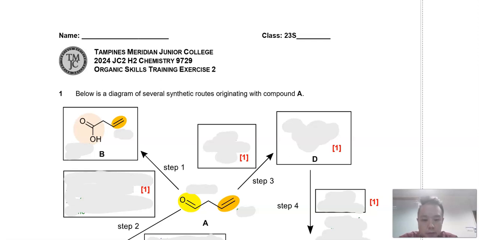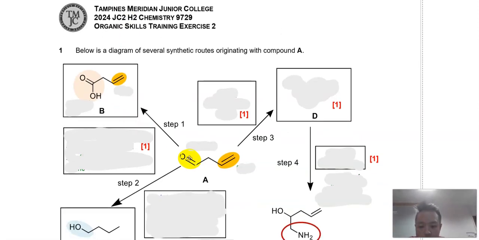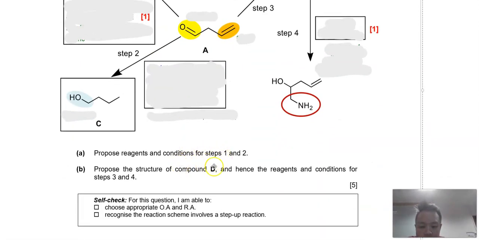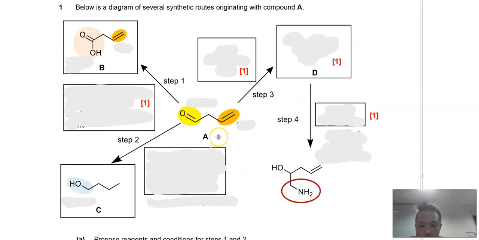Okay, for OST1, we are looking at a reaction scheme question. The first question involves looking at A and then figuring out the reagent conditions for steps 1 and 2. For such a question, the skill involved is to identify the functional groups so that you can look at all the interfunctional group conversions. So for A, we have the aldehyde functional group highlighted in yellow, and the alkene highlighted in orange.